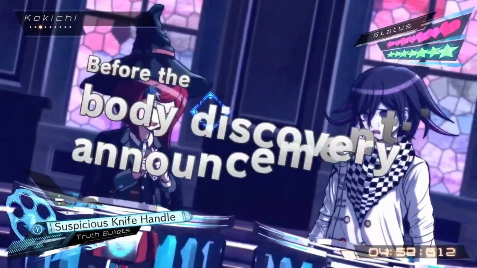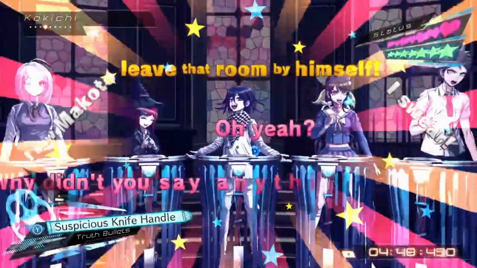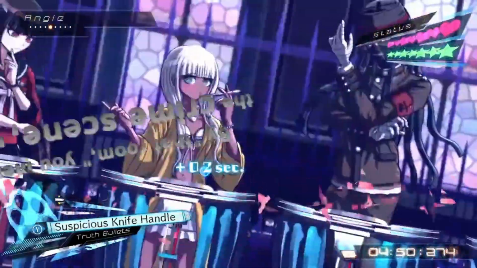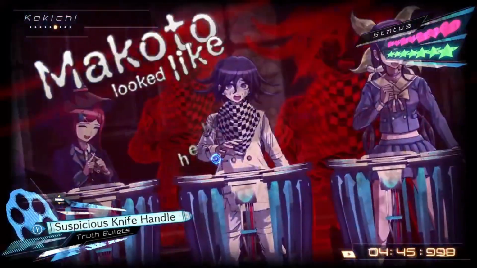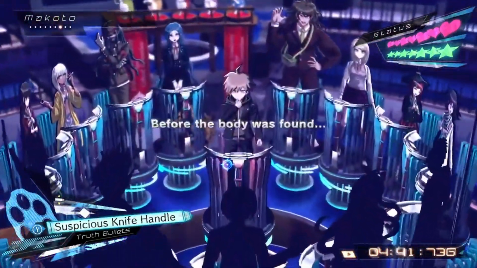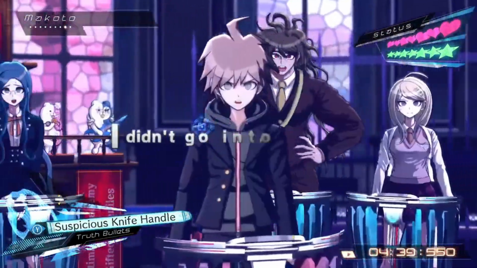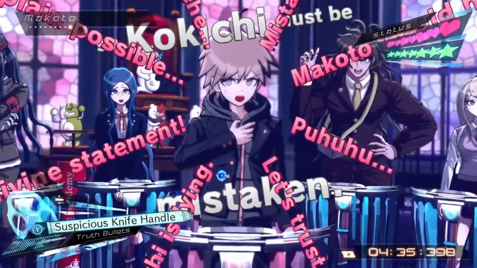before the body discovery announcement, I saw Makoto leave that room by himself! I swear! By that room, you mean the crime scene, right? I think that was what it was. Makoto looked like he had just murdered someone. Before the body was found, I didn't go into that room even once. So Kokichi must be mistaken.